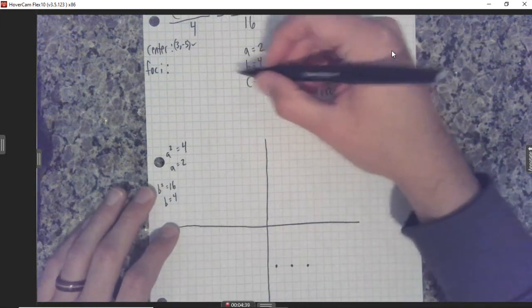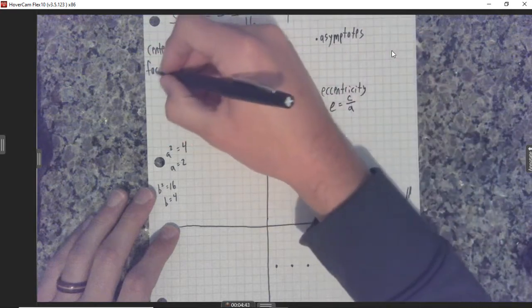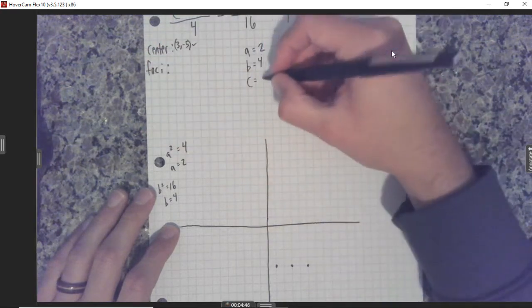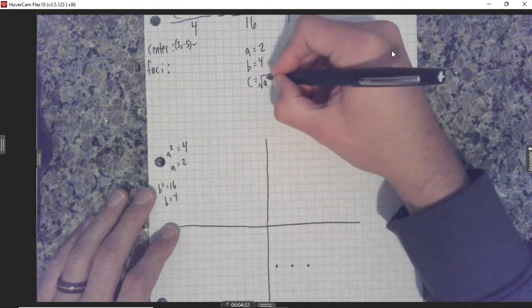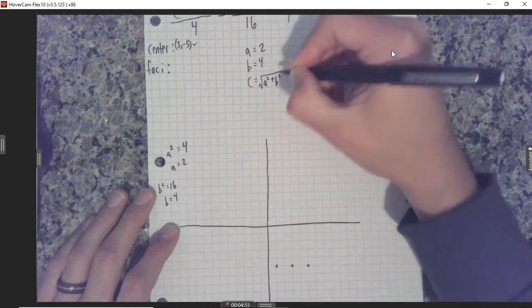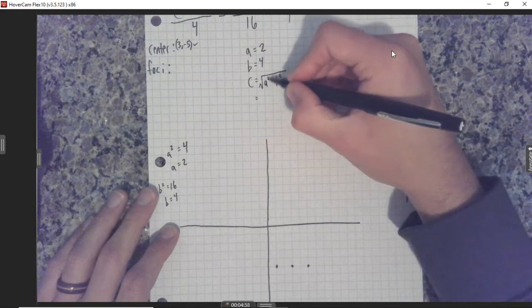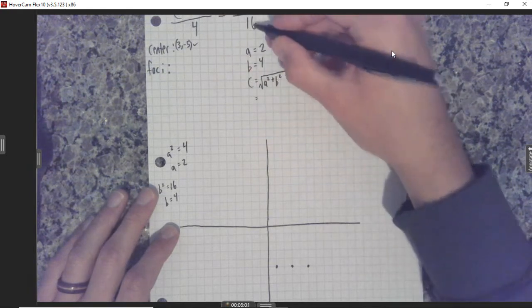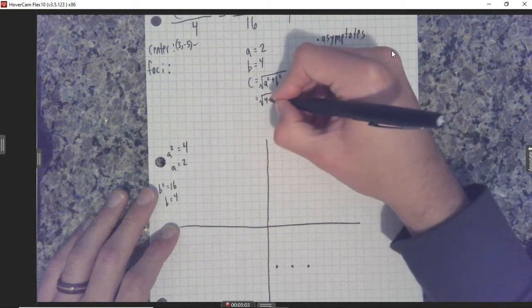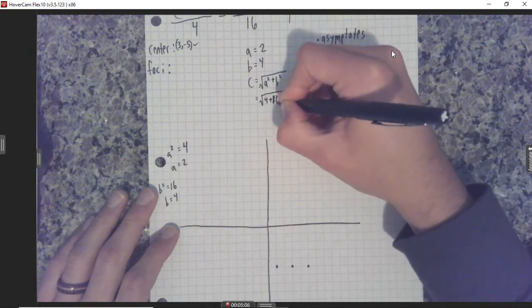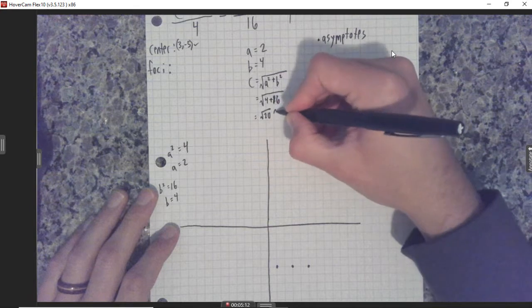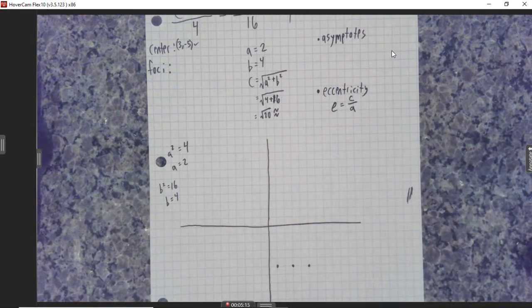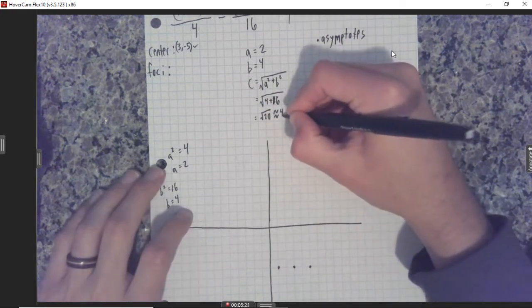Remember the relationship: for the foci, you've got to find that c value, which is equal to the square root of a squared plus b squared. We have a squared, which is 4, and b squared, which is 16. So we've got 4 plus 16, and then you've got the square root of 20, which we're going to round to about 4.5.